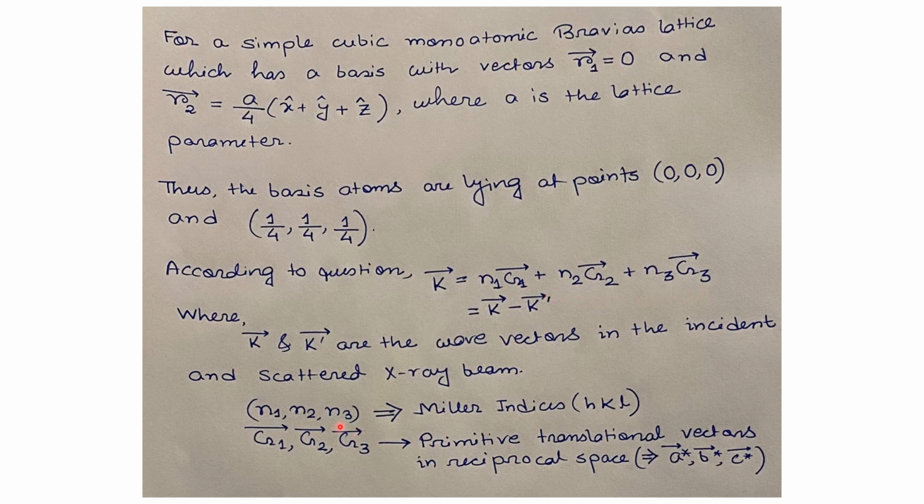Here n1, n2, n3 are the integers. Those are analogous to the Miller indices, that is HKL, and g1 vector, g2 vector and g3 vector are the primitive translational vectors in reciprocal space. So, those are reciprocal lattice vectors, and that is usually denoted by A star vector, B star vector and C star vector.